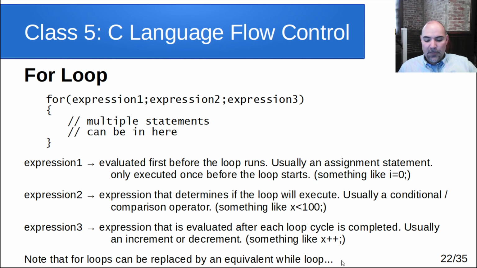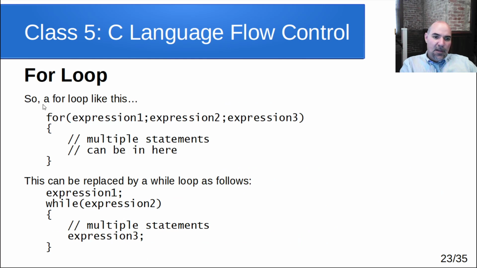a for loop is really the equivalent of a while loop, but it kind of gathers important things together here all at the top. So in other words, rather than having something before the while loop and then an expression in here and then something at the bottom of the code, it gathers the important parts up here.